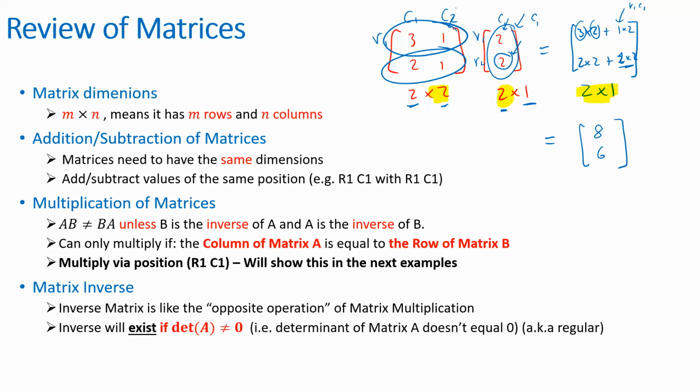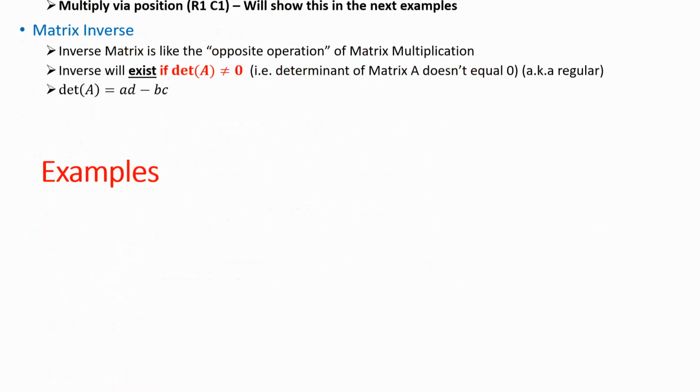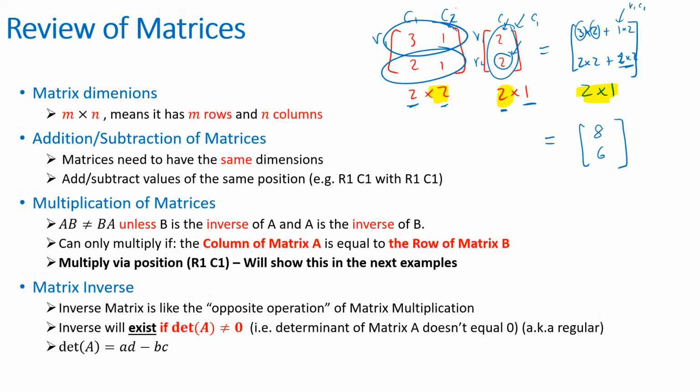All right, here we go. Next one. Just in case, how do you find the determinant? AD minus BC. Just copy that for now. When we get there, it'll make more sense. So we're just going to copy that for now. The determinant of A is equal to A times D minus BC.